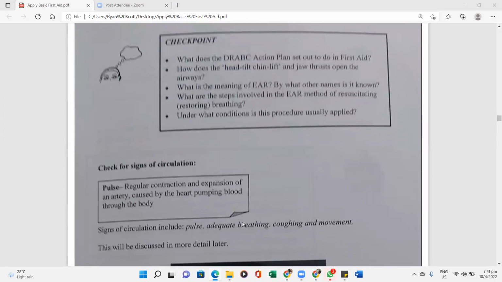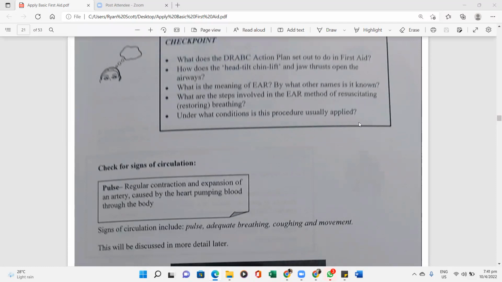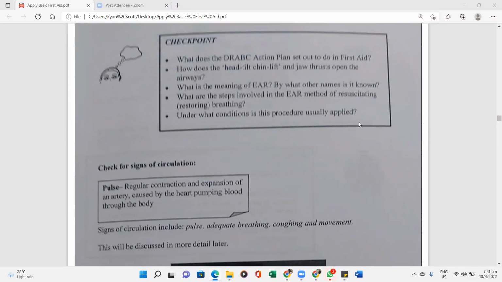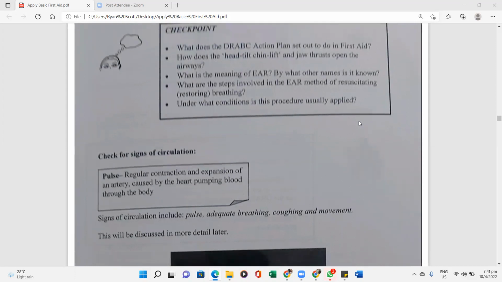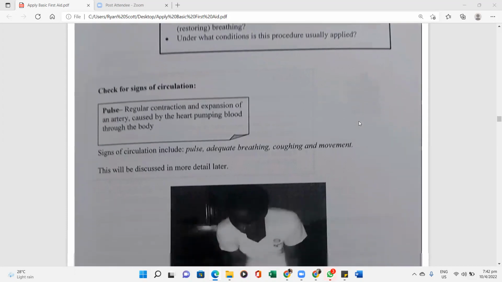Right, and one of the things for breathing as well is that you listen with your ear. Listen to see if the person is breathing. Okay? You not only look for the rise and fall of the chest, but you put your ear over the person's mouth to hear if they're breathing. All right? And you check for signs of circulation. And we spoke about pulse already. You check to see if it's regular or if it's expanding. That's the artery, caused by the blood that is pumping from the heart.